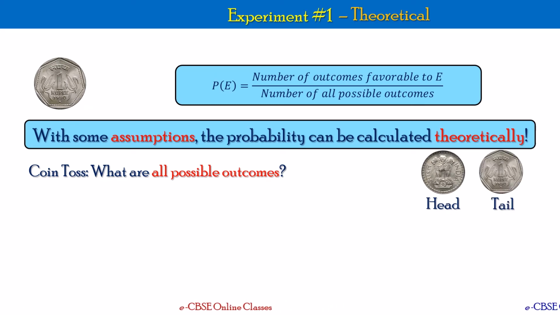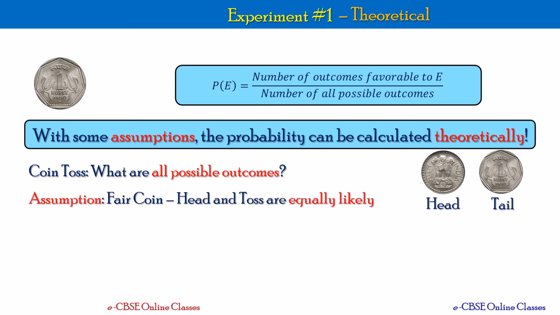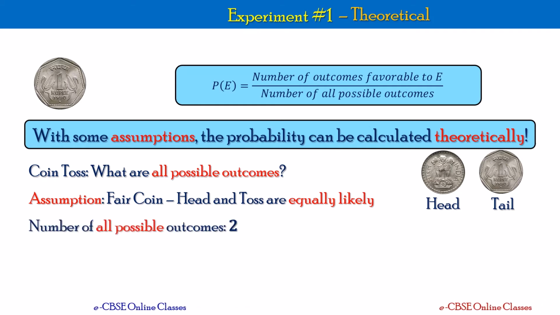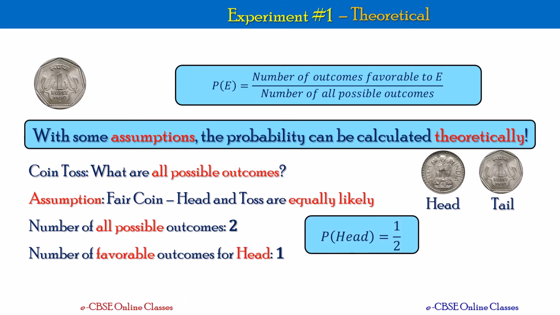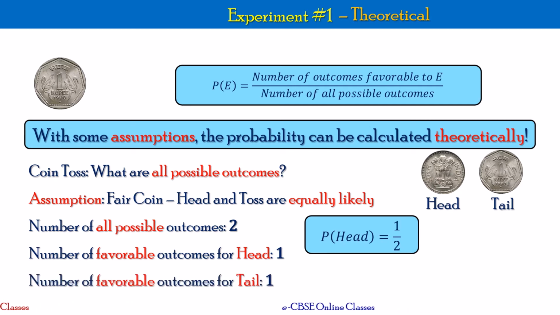And what is the assumption here? My assumption is that the coin is fair and head and tail are equally likely. Notice the words equally likely. We are going to use this assumption in most of the problems that we deal with in future videos as well. So the number of all possible outcomes here is 2. And when I want to know the probability of the outcome being head, the favorable outcome is head, just 1. So the probability of the outcome being head is 1 by 2. Similarly, the number of favorable outcomes for tail is just 1, correct?